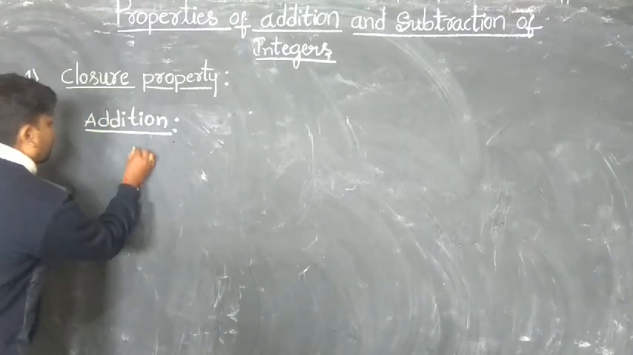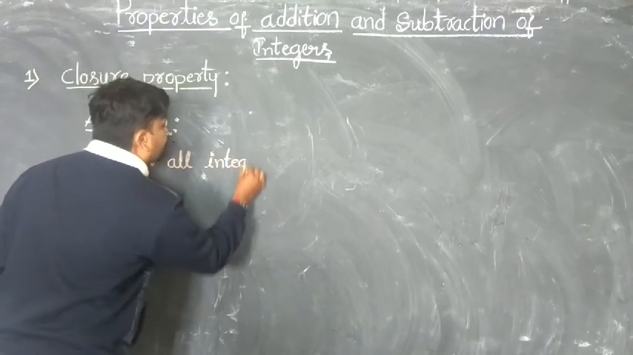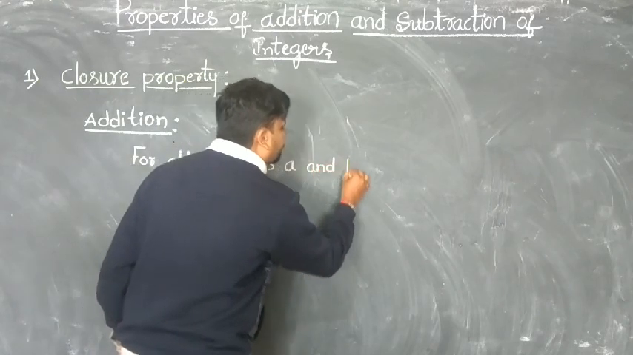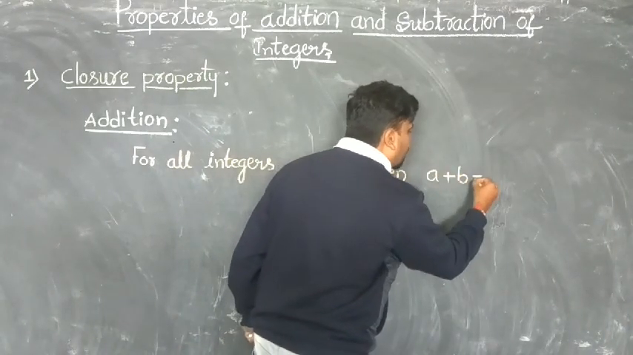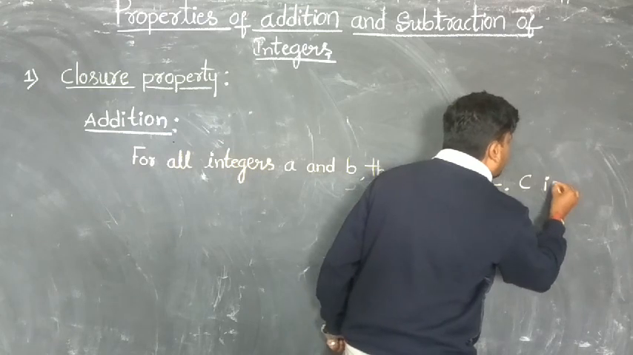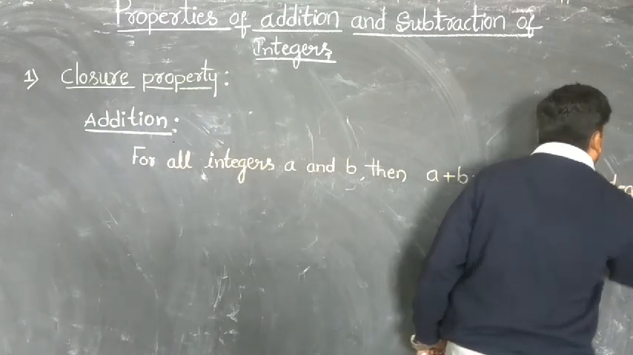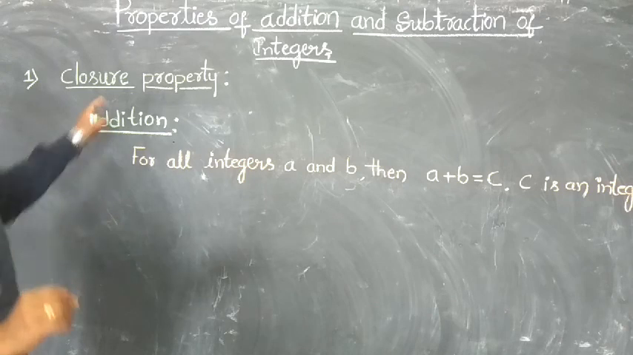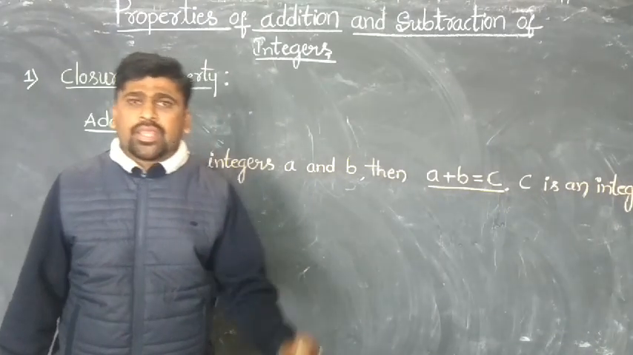For all integers a and b, a plus b is equal to c, where c is an integer. This is the rule regarding the closure property: a plus b is equal to c.